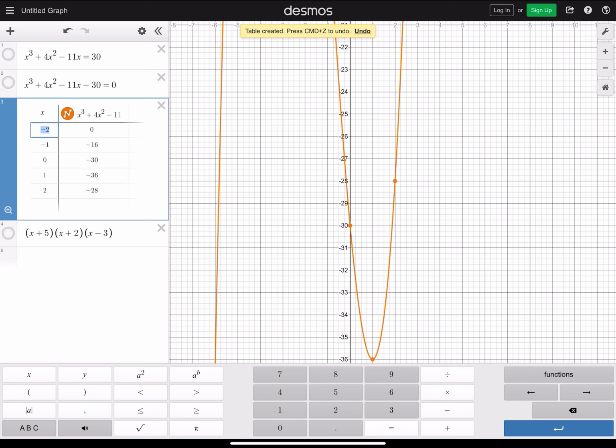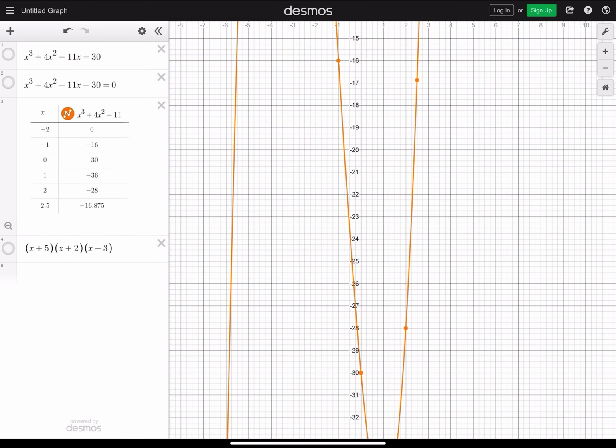Once you hit on the table, this is the table value. When x is equal to -2, y is equal to 0. When x is equal to 1, y is equal to -16. When x is 0, y is equal to -30. So you can just keep on using different x values, like 2.5. They will tell you exactly what y equals.